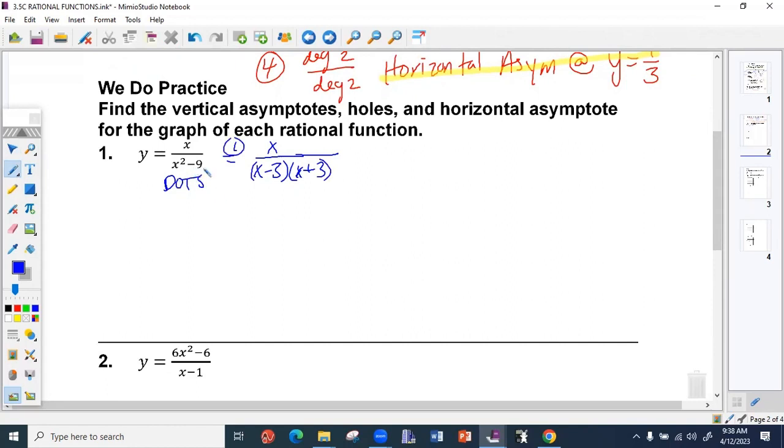We know that 9 is a perfect square and x squared is a perfect square. And they're being subtracted. If you have 2 perfect squares being subtracted, then they factor to the square root of the first term plus or minus the square root of the second term. Anytime you see 2 perfect squares being subtracted, you should think difference of 2 squares. Yep. All right, step 2 is to identify any common factors. Do they have anything in common? No, so that means there are no holes.